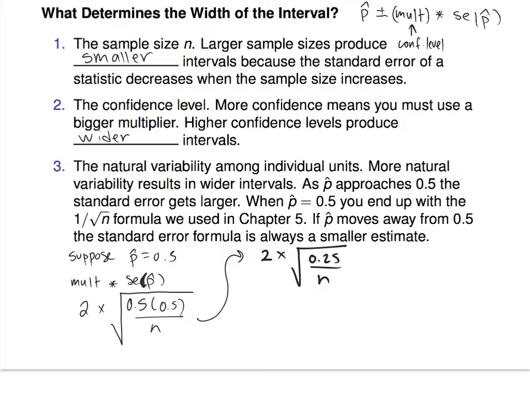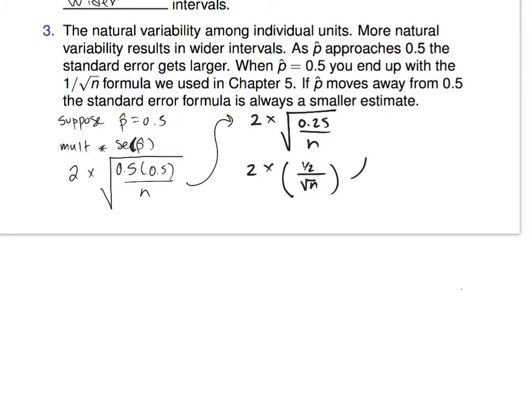What's the square root of 0.25? Think about 0.25 as a quarter. The square root of a quarter is a half, right? So 0.25 roots to a half. We've got 2 times a half over root n. I just rooted the top there. And then I can move it up. What does that make? You see how that had the 2 built into it? That's how that 2 was built into that 95% confidence interval back in chapter 5. So if you're using that estimate, there's no need to multiply by 2 again because it's already there. So that's kind of cool.